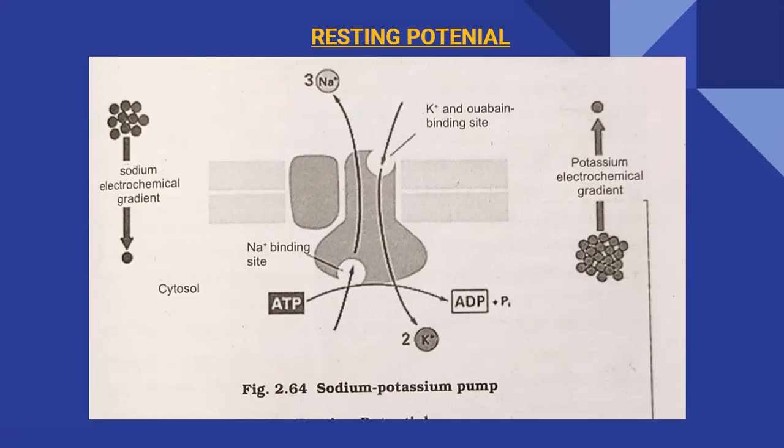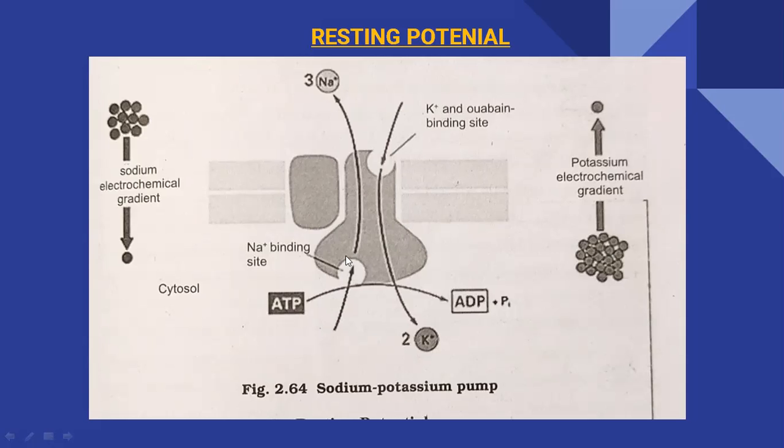But the minus 70 millivolts condition is there inside the cell after the action potential is finished. Inside is minus 70 millivolts potential, but sodium is more than potassium. Outside, more potassium is there than inside. So this has to be brought back to the original position. That means again outside more sodium should be there, inside more potassium should be there. To bring this condition back, the sodium potassium pump comes into the picture.